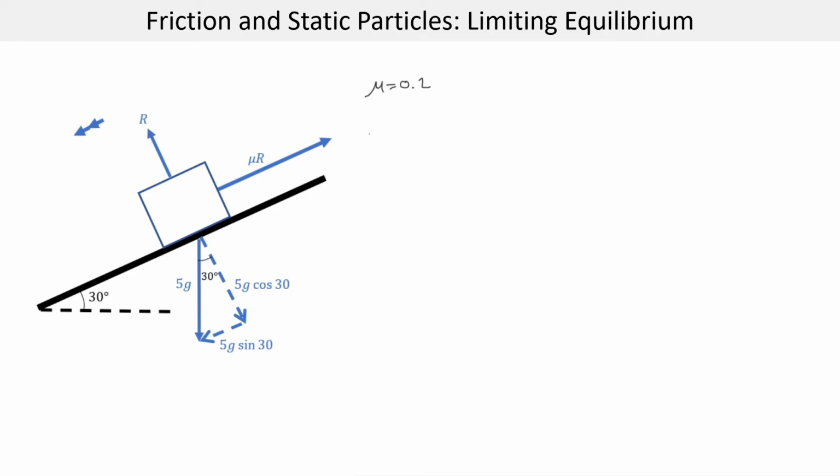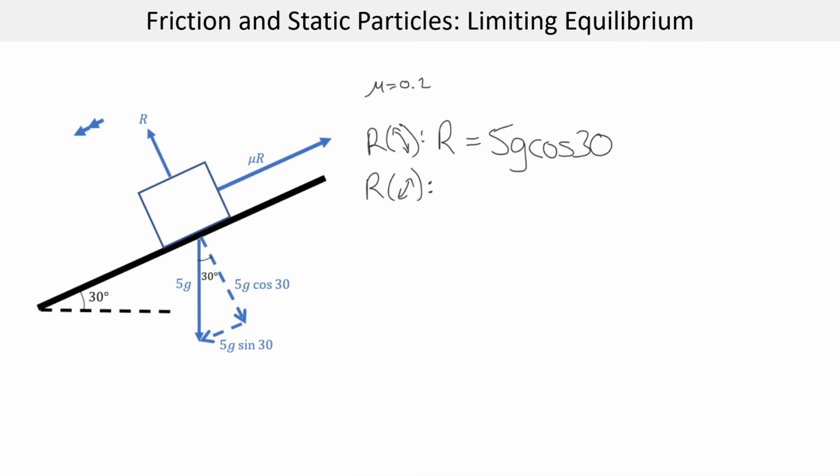We'll use that later. Let's start by resolving perpendicular to the plane, perpendicular to the direction of motion. R equals 5g cosine 30. Now let's resolve parallel to the plane. If the particle is going to move, we don't know if it is, but if it is, it will be moving down the slope. So I'm going to choose down as the positive direction. If the parallel component of the weight is more than the maximum friction, then this particle is going to be on the move. If it's equal to or less than the maximum friction, then we have a stationary object.